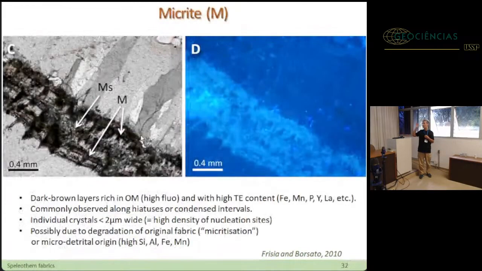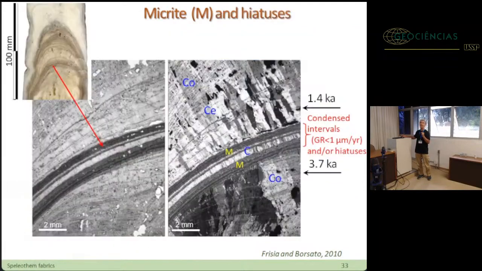And then, when we have lots of organic, we have the micrite. And micrite is this very dark brown band that we have in the speleothem, with high fluorescence and epifluorescence. And here we have nested all the trace metal, and the crystals are very, very tiny. And micrite is usually concentrated along condensed intervals and hiatuses.